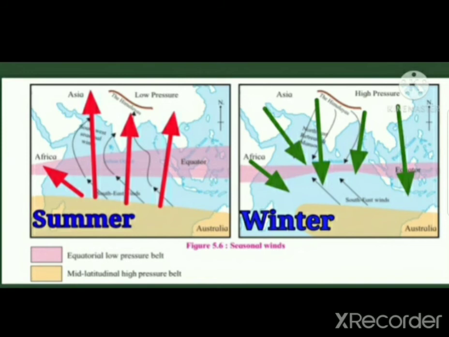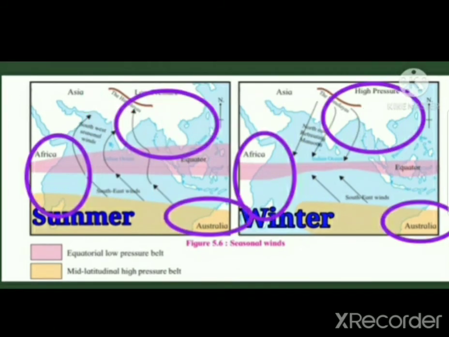Here you can see that from the land to the sea it has been blowing. During summer, monsoon blows from sea to the land, and in winter they blow from land to the sea. So that is the area you can see over here.